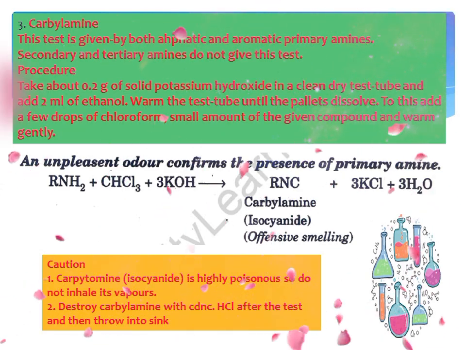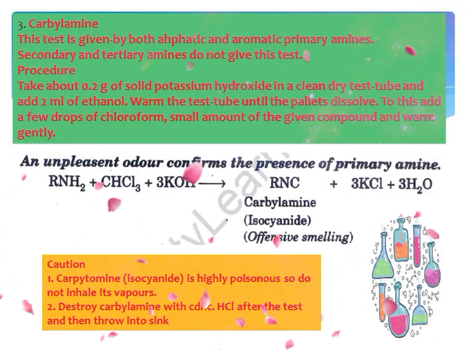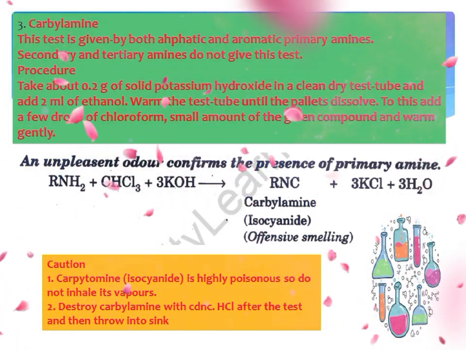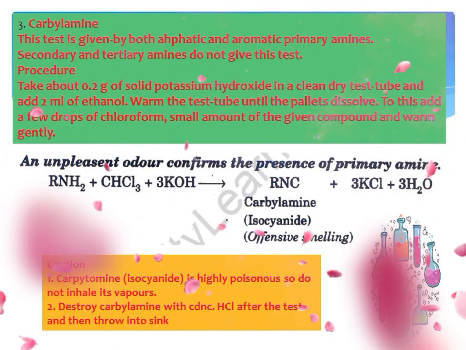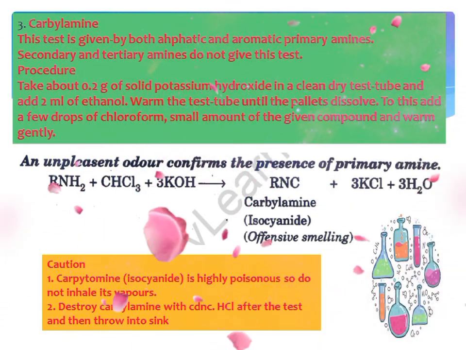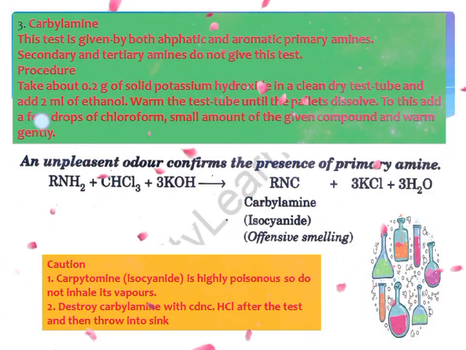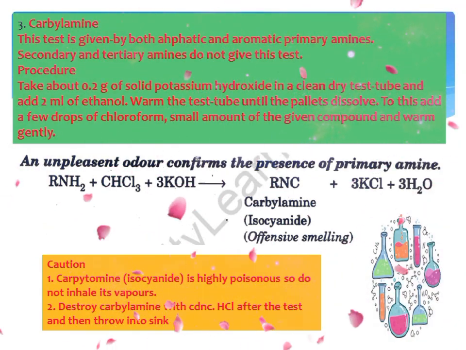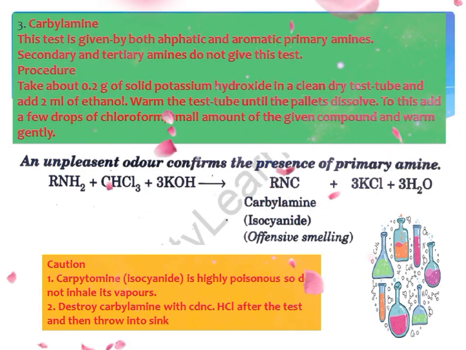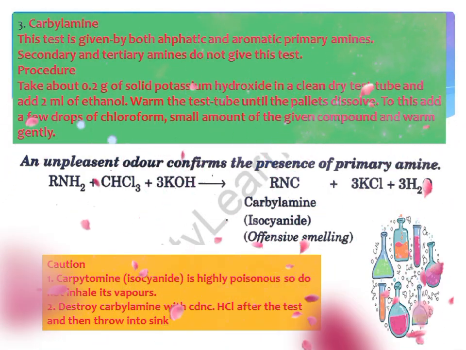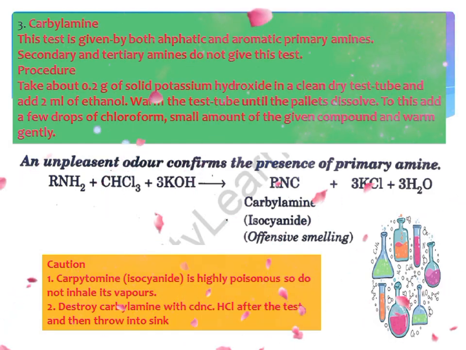How you proceed is that you take 0.2 gram of potassium hydroxide in a clean, dry test tube, in which you add 2 ml of ethanol. Then you warm it so that the pellets can dissolve. Later on, you add a few drops of chloroform, which is CHCl3, and then finally you add the compound which is to be tested and warm it. As a result, RNC, which is carbylamine or isocyanide, is formed.